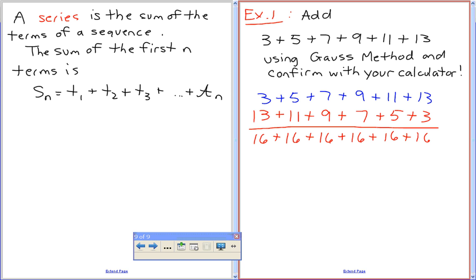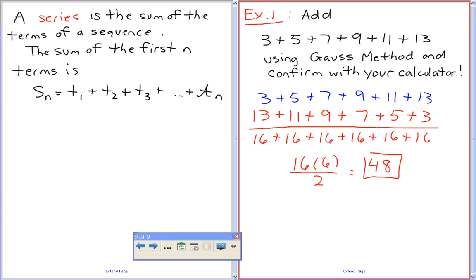So how many 16s are there? 1, 2, 3, 4, 5, 6. 16 times 6 divided by 2. Or I can divide by 2 first, but I'm just going to do it like this, divided by 2, which turns into 16 times 3 is 48. Is that right?